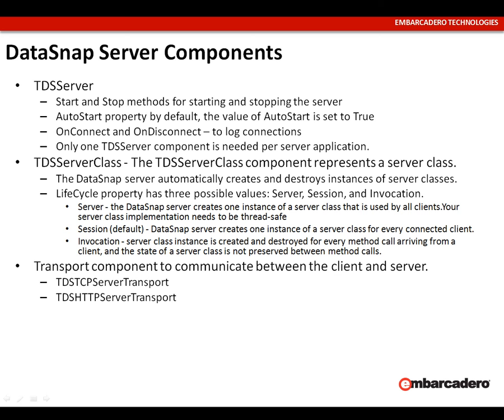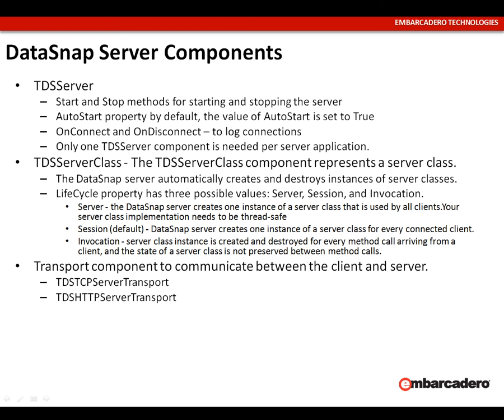There's also the TDSServerClass. The server class is there so that you can control the lifecycle of the connections coming into your DataSnap server from client applications. Lifecycle property values include server, session, and invocation. In the server lifecycle choice, your DataSnap server creates one instance of a server class that is used by all your clients. It's up to your server then to keep track of all the connections, and it needs to be thread safe.